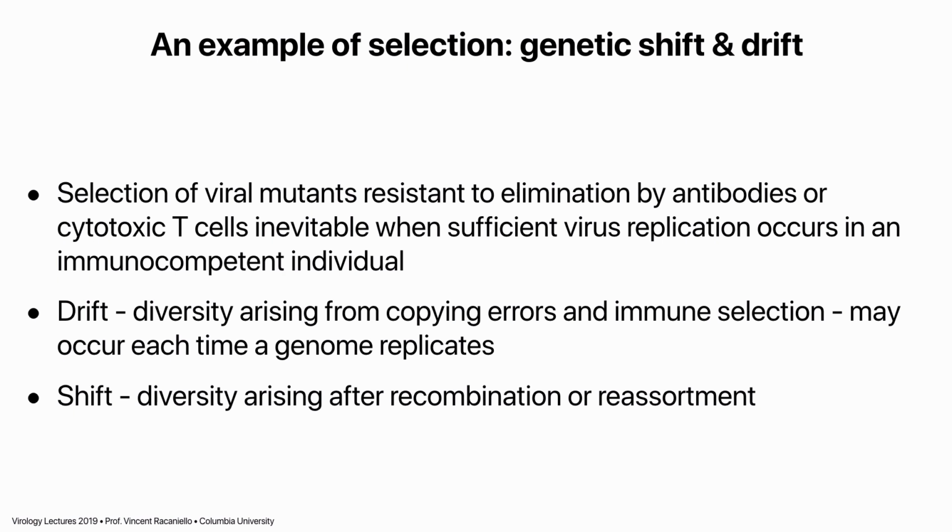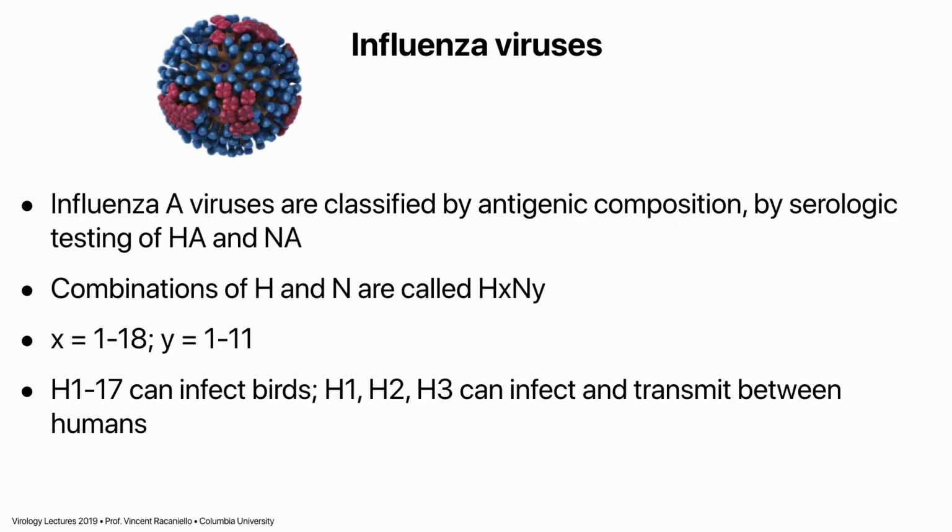And these two kinds of selection: drift is diversity from copying errors in immune selection. So in terms of the hemagglutinin of influenza virus, single amino acid changes that escape antibody neutralization. Shift is diversity that arises after recombination or reassortment. Remember, influenza viruses are viruses with segmented RNA genomes. On the surface of the particle are the hemagglutinin and the neuraminidase glycoproteins.